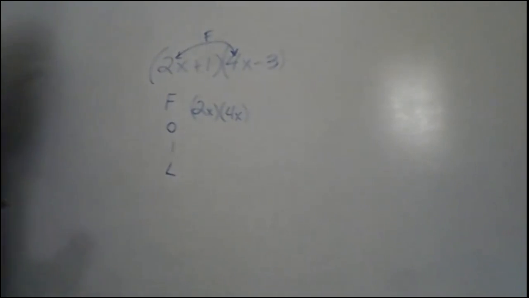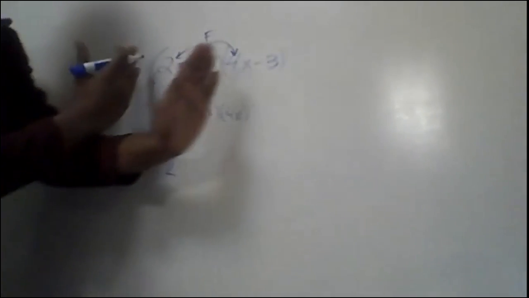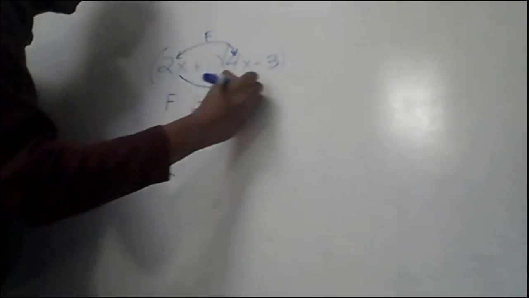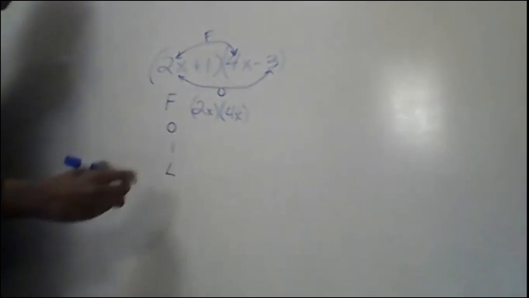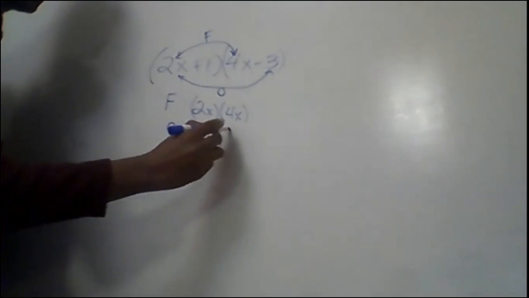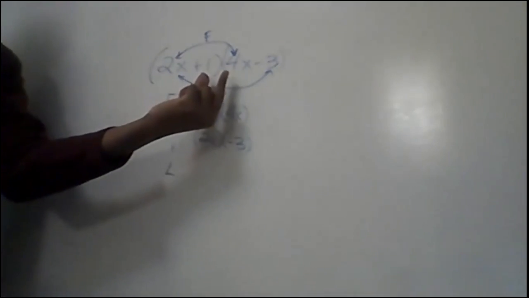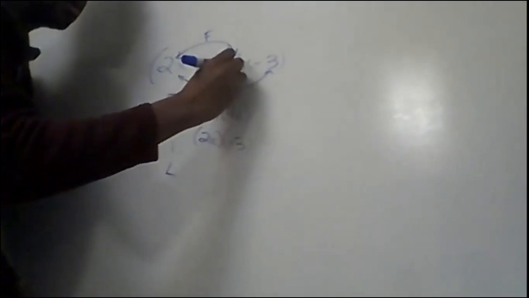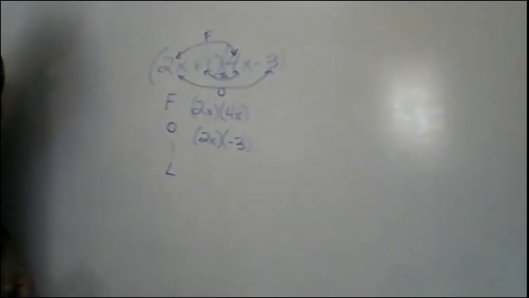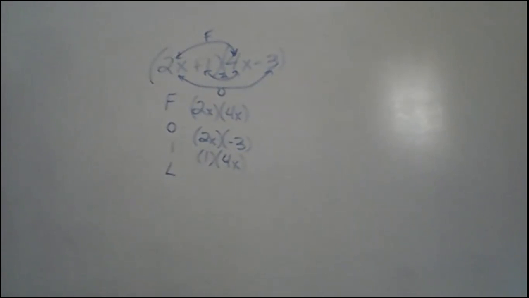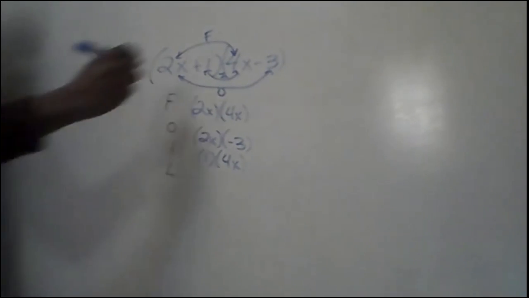Outer. We find the outside term, so we go outside. If I go outside this thing, then I get this one and that one. The outer limits of it. Inside, well, we take the inside ones. And last. So the only pair we haven't used is the last one in each of these.